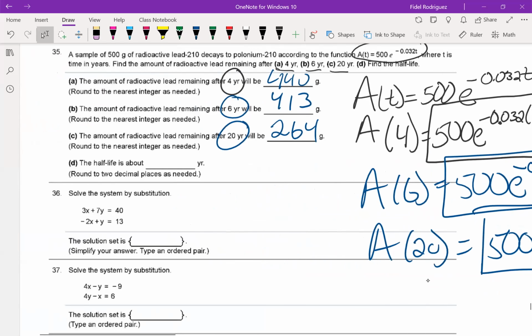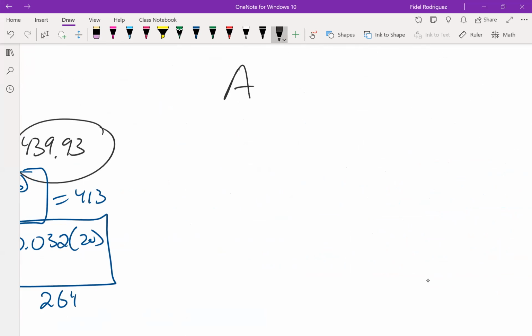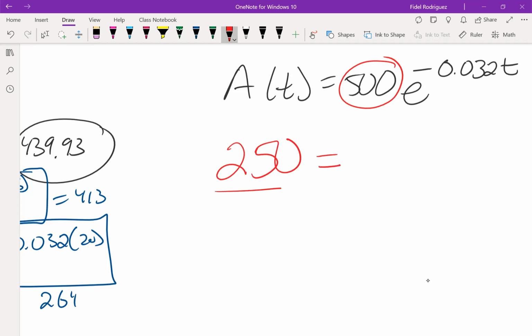Now we still have a part D to do. Part D says, can we find the half-life? Let me show you what this means. My original problem looked like this: A of t equals 500 e to the negative 0.032 with a t. When we read through the problem, it said the amount they originally had was 500. The half-life means, what is half of 500? Well, I know half of 500 is 250. So I'm going to set 250 equal to this part right here.